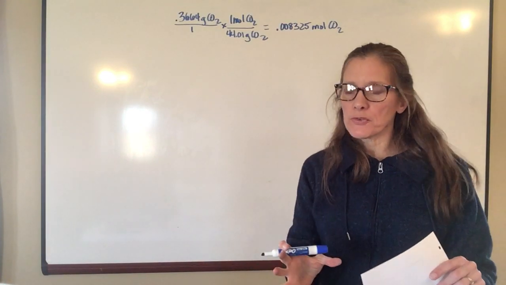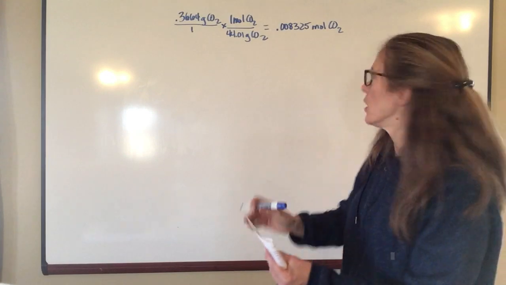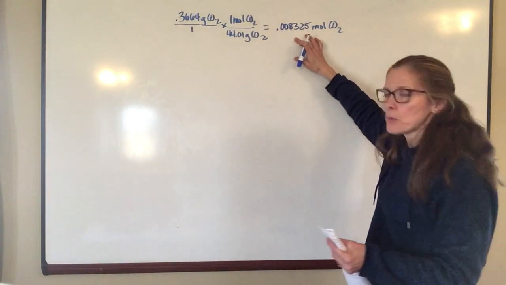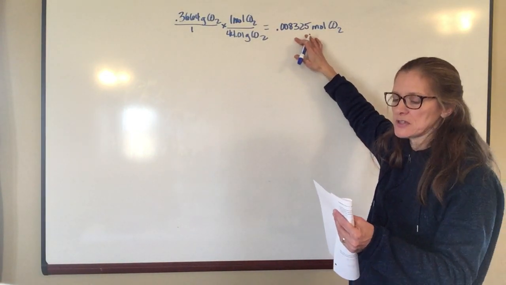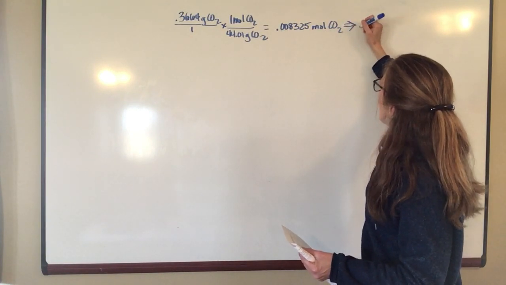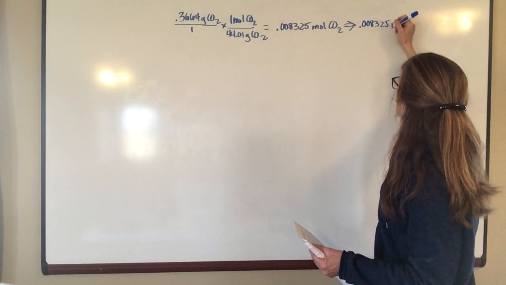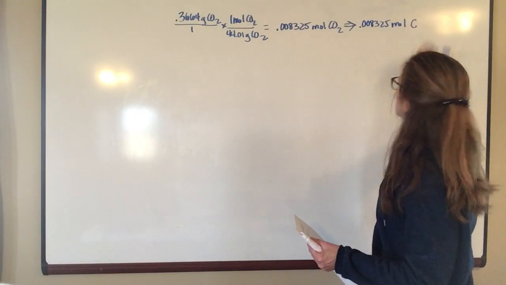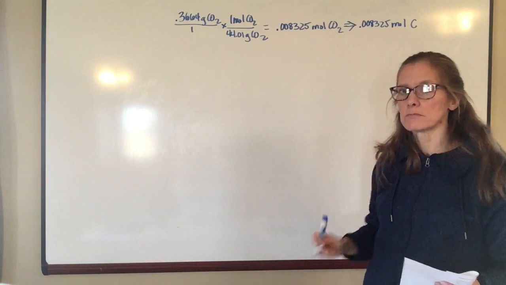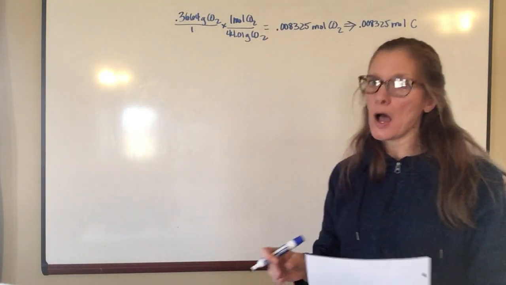Again, this isn't any different from what we did the last time. This is the same thing. I know that if I have this number of moles of carbon dioxide, I'm going to have the same number of moles of carbon. So I'm also going to have 0.0083325 moles of carbon. Okay? So that's the same as before. That hasn't changed. Now let's look at the water.